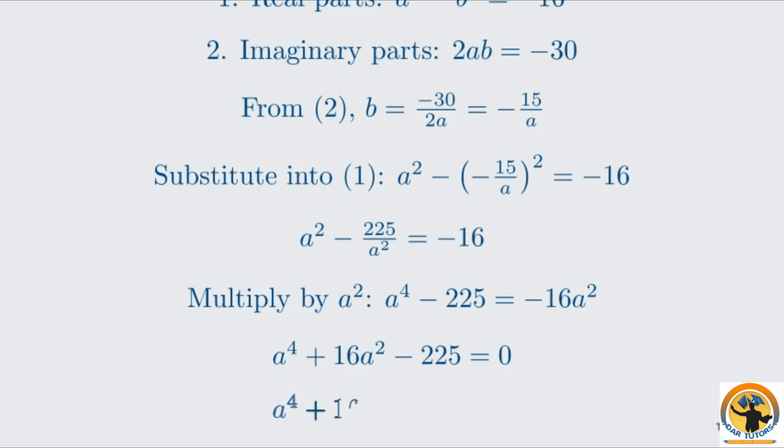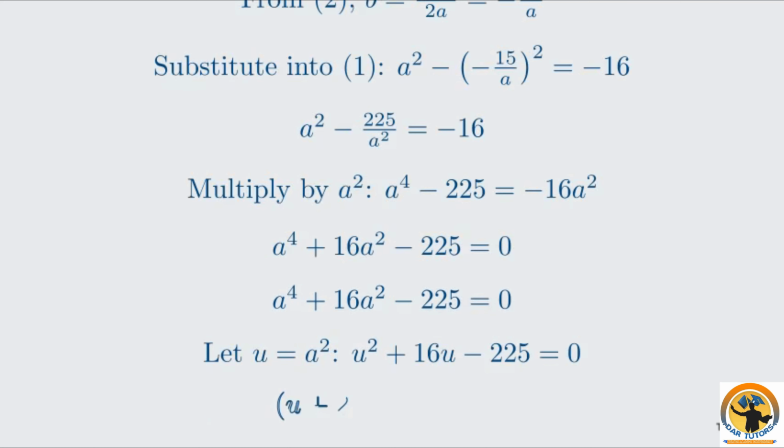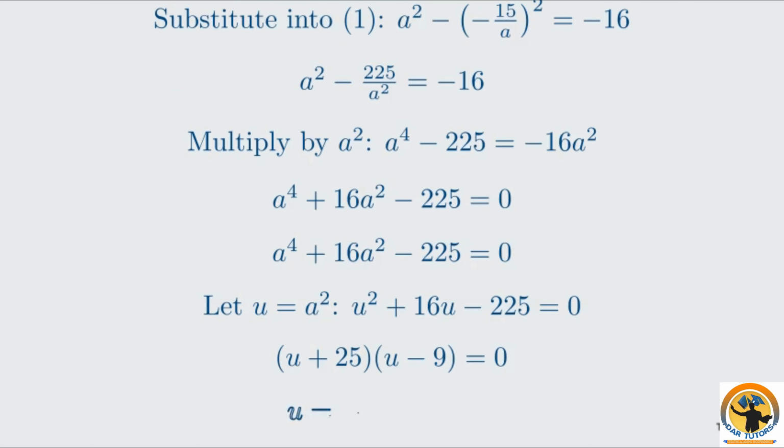Rearranging, we get a to the fourth plus 16a squared minus 225 equals 0. This is a quartic equation, but notice its form. It's quadratic in a squared. Let's make a substitution. Let u equal a squared. The equation becomes u squared plus 16u minus 225 equals 0. We can solve this quadratic for u by factoring. Factoring gives us u plus 25 times u minus 9 equals 0.